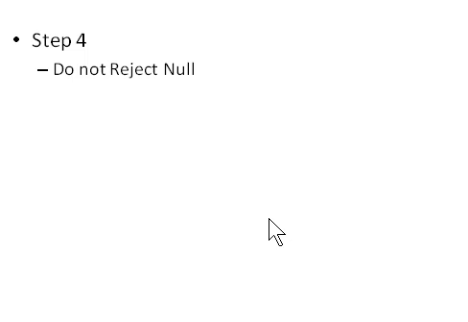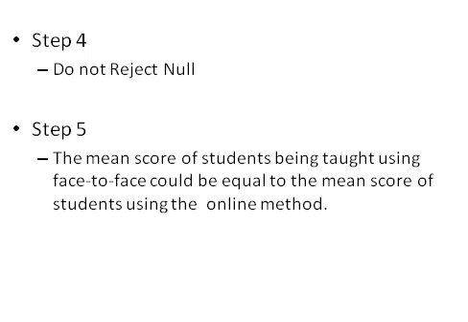And our conclusion is going to be that the mean score of students being taught using face-to-face instruction could be equal to the mean score of students using the online method. We simply don't have enough evidence to support any other conclusion without having a chance of making a type 1 error of greater than 5%. So we conclude the mean scores could be equal.